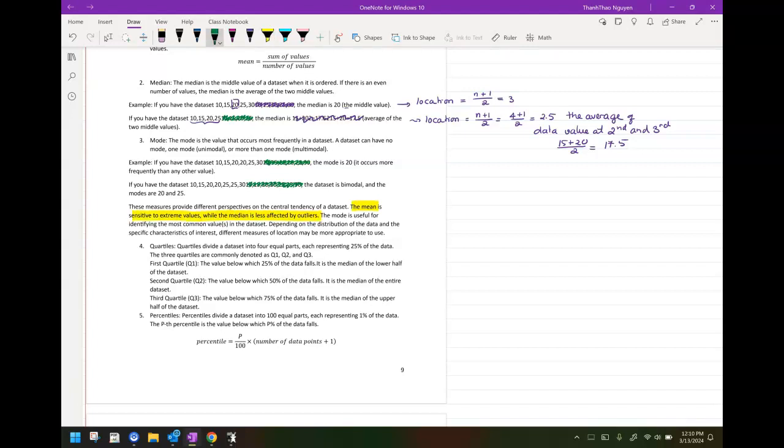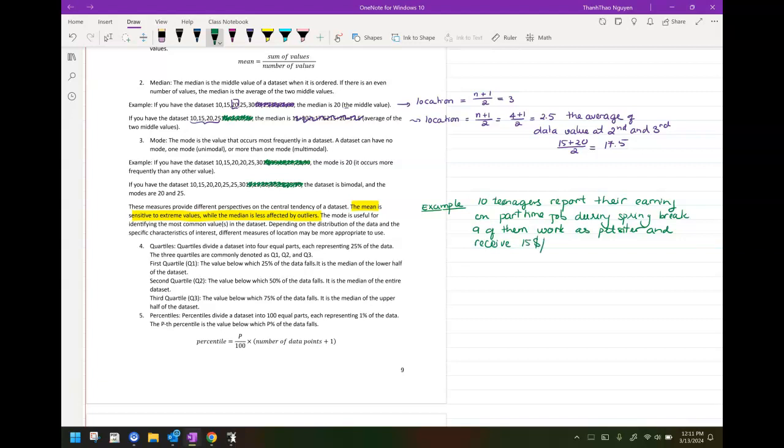Okay. So let's say, for example, ten teenagers reported their earnings on a part-time job during spring break. Nine of them work as pet sitters and receive $15 per hour.